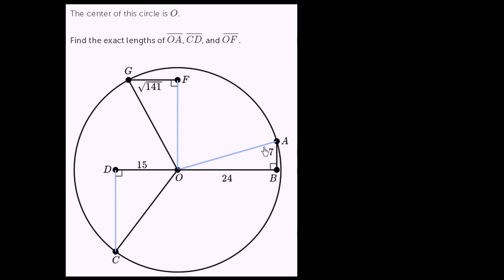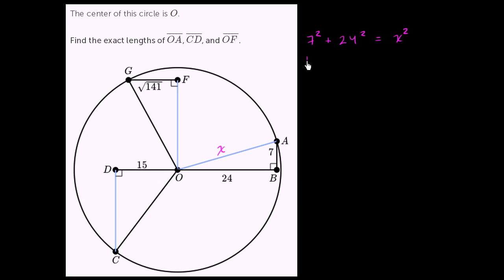OA is the hypotenuse of a right triangle, and they've given us the two other sides. So we can use the Pythagorean theorem to figure out the hypotenuse. Let's call this x. We know that 7 squared plus 24 squared is going to be equal to the length of OA squared, which is x squared.